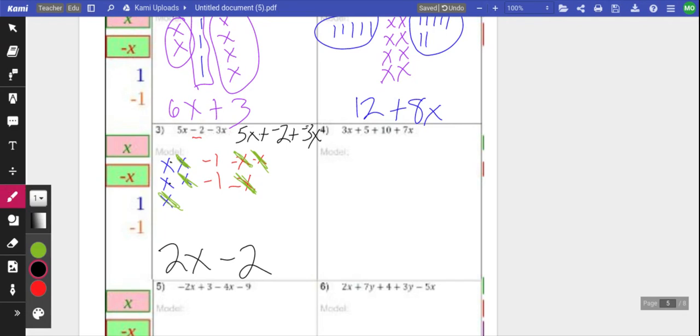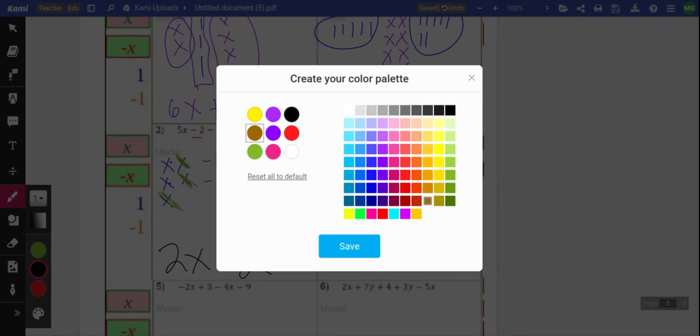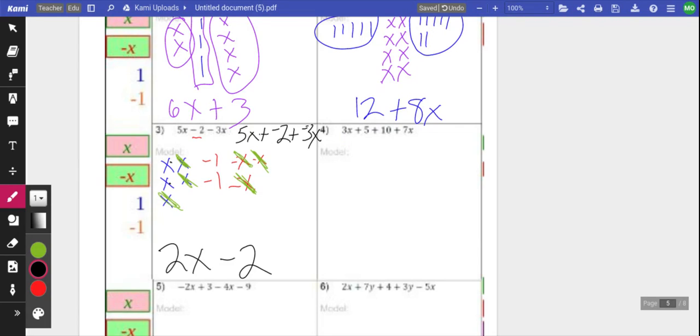All right, for the next one, I do not need to rewrite with any adding the opposite because they are all positive numbers. So we're adding everything and everything's positive. I have 1, 2, 3 x's. Now I'm going to put 5 ones: 1, 2, 3, 4, 5. And we have 10 ones: 1, 2, 3, 4, 5, 6, 7, 8, 9, 10. And then 7 x's: 1, 2, 3, 4, 5, 6, and 7. Now we can put this all together.